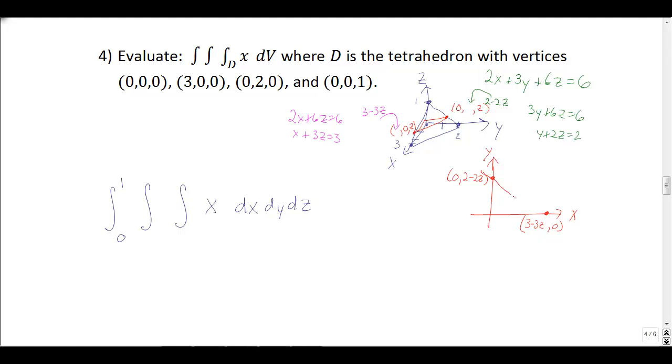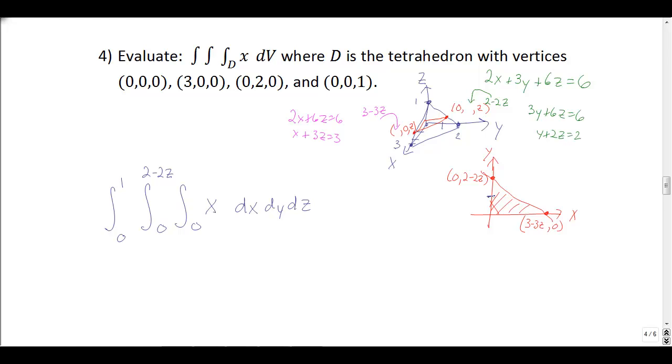And my region, this triangle, I'm trying to find this region here. So this is y. y is going to go from 0 to 2 minus 2z. I go from 0 up to the top y, that's 2 minus 2z. And x is going to go from 0 up to whatever this line is.